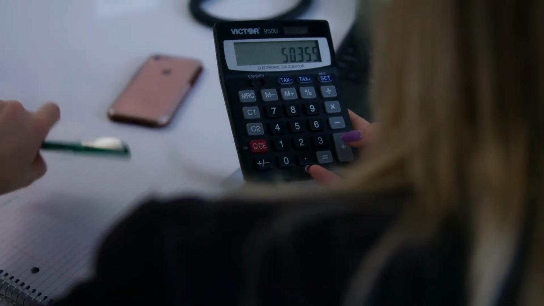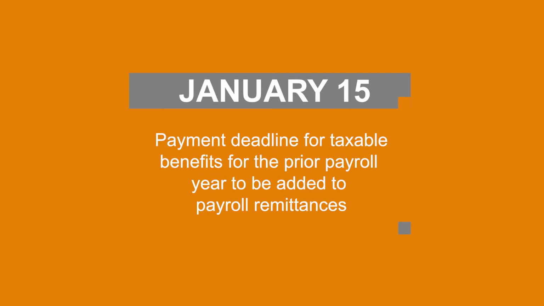The list of annual deadlines is as follows. January 15th is the payment deadline for taxable benefits for the prior payroll year to be added to payroll remittances, namely auto benefits, low interest loan benefits, and all such taxable benefits. These amounts are added to the employee's gross income and will ensure that you pay the required payroll deductions. Taxable benefit calculations are generally a quantification of a perk allowed to an employee as a result of their employment status. This also applies to shareholders who receive such benefits.